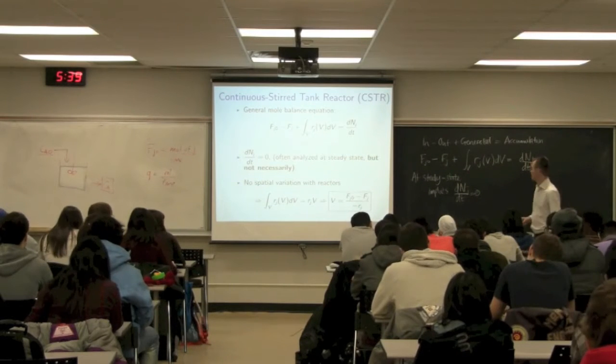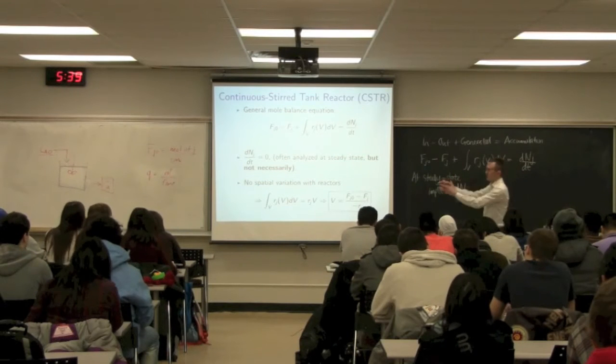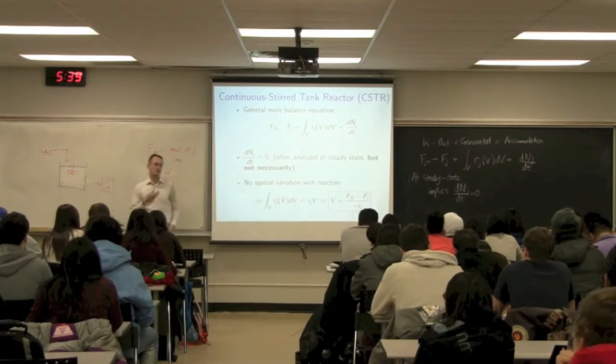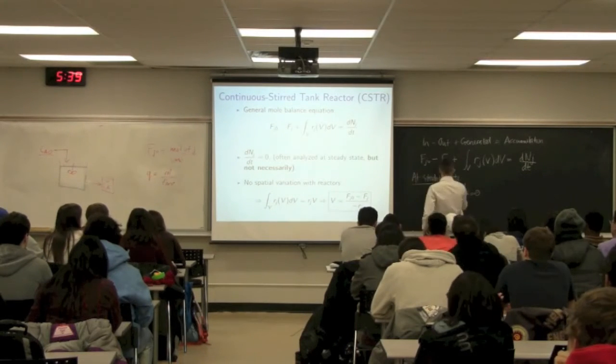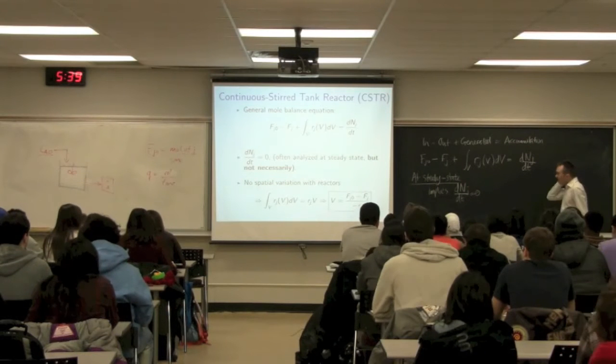What is the V in the bottom integral? That's over the whole volume. That's the volume we're integrating over. So it's the volume of the boundary, which in this case is the blue region. It's the volume of the material in the ground. So the steady state assumption firstly implies that dN by dt is zero.